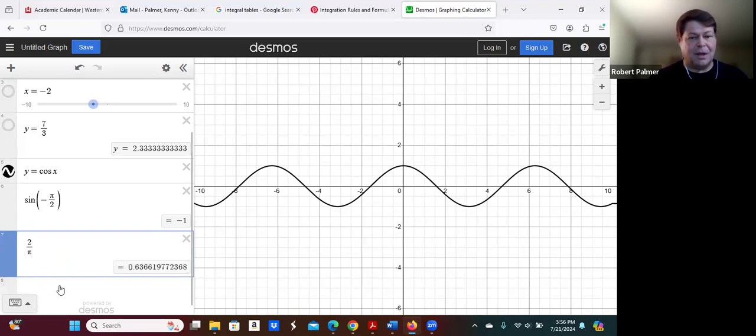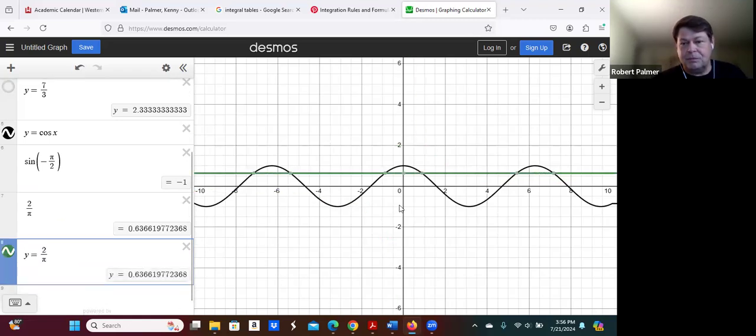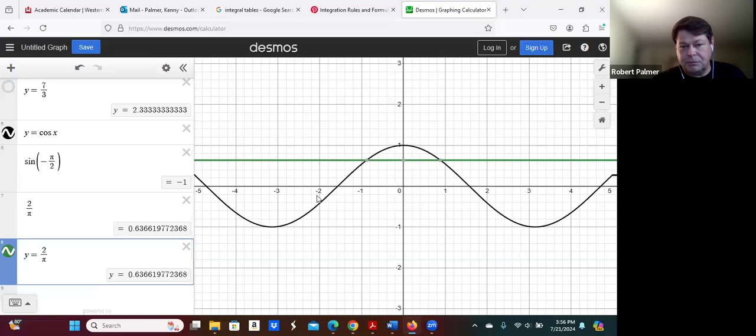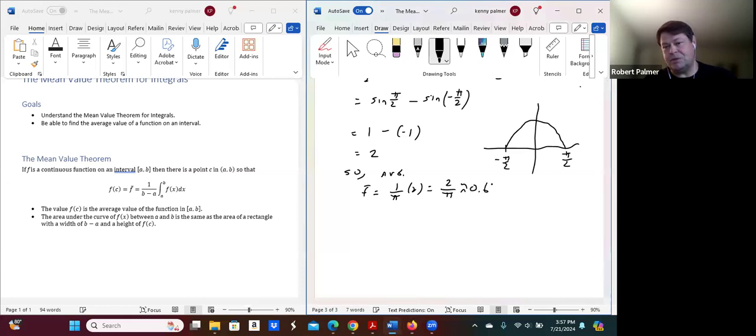So let's actually graph that. So y equals 2 divided by pi. And if we zoom in, what it's saying is, if we went from negative pi over 2 to pi over 2, where cosine is equal to 0 right here and here, and made a rectangle with a height of about 0.637, that rectangle had the same area as the area under the curve of cosine from negative pi over 2 to pi over 2. That's about 0.64. That's how we find the average value of a function over an interval.